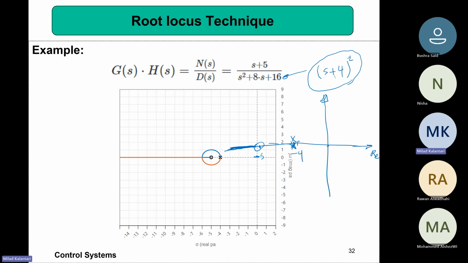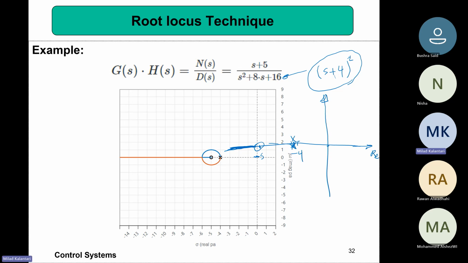And what else do we know? When the k is 0, what is happening? The root location is where? We try to find the trajectory of the roots, right? Starting from this k of 0. When k is 0, the roots are where? Hmm? Any idea?